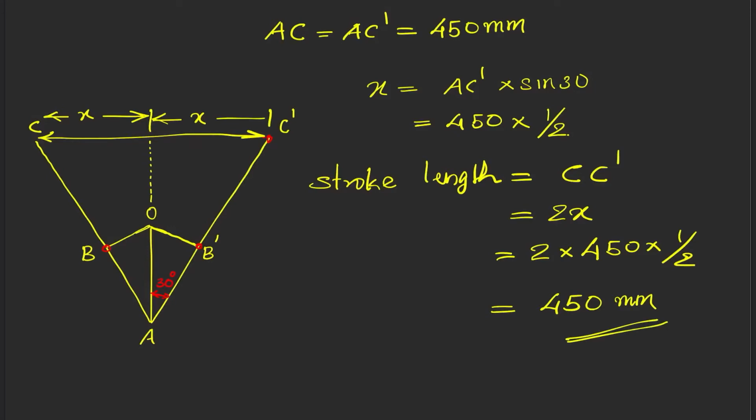Hope you understood the concept of the crank and slotted lever mechanism, the quick return mechanism, which is an inversion of the single slider crank mechanism. And also we have shown the way to find the quick return ratio and the stroke length.